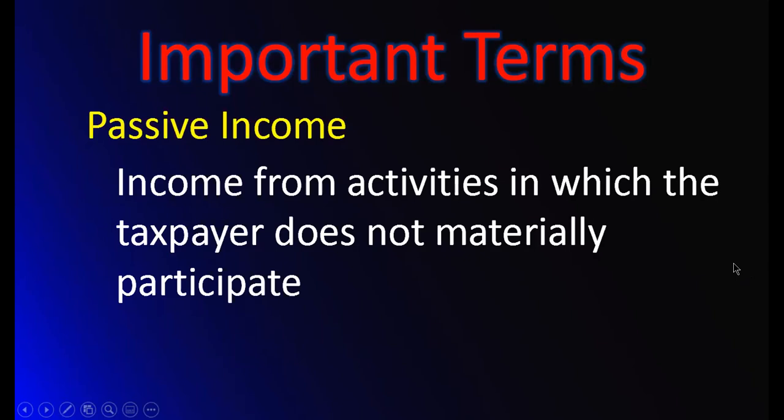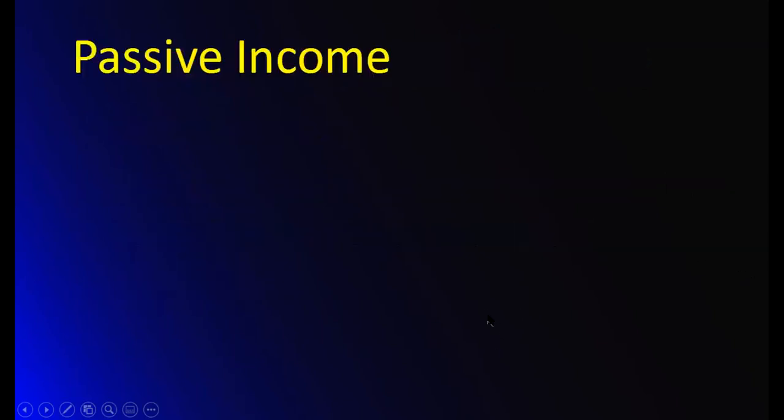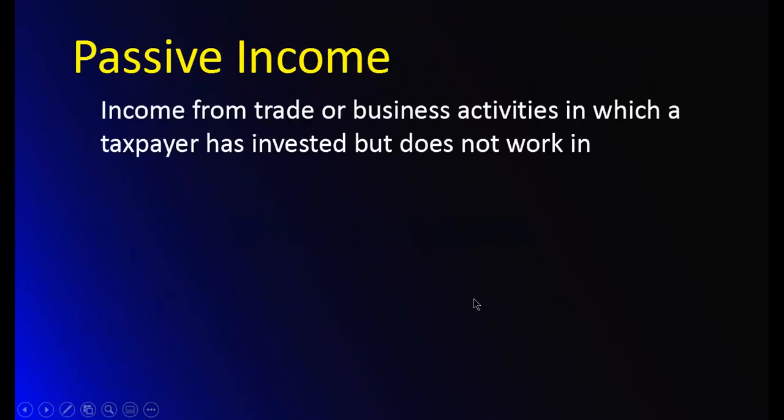Now that's where the rules for passive income come into play. Let's start getting into that. Remember, passive income, most important thing: income from a trade or business activity in which a taxpayer has invested but does not work in. In other words, something that you have invested in, but you do not work in it. That's the most important part.